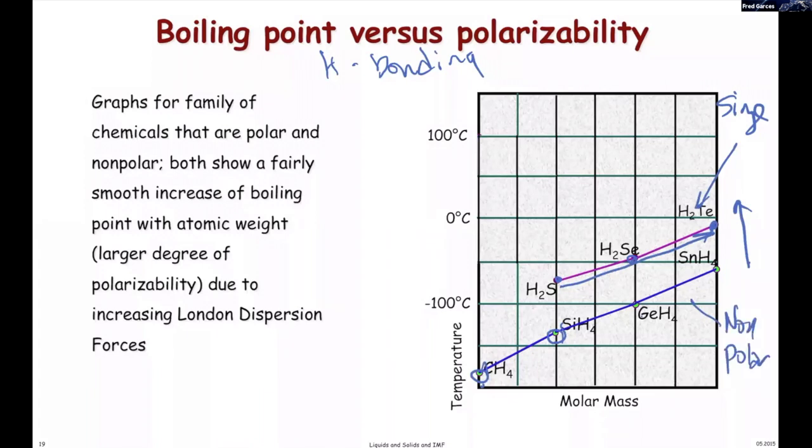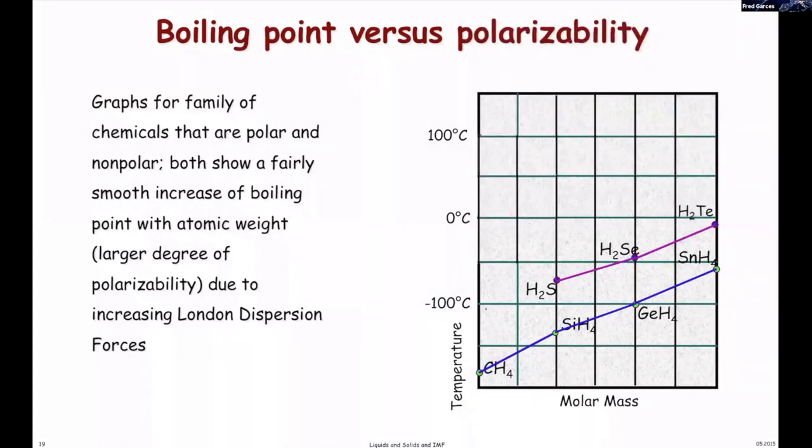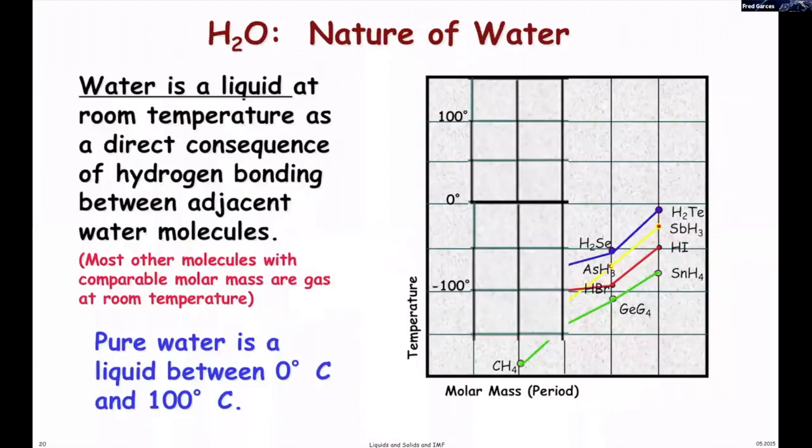But tin is a bigger atom, so its intermolecular forces are bigger because of London dispersion force. You would expect, based on this trend right here, that water, H2O, would actually have a boiling point of negative 100 degrees Celsius. Yet water doesn't go down to negative 100, it actually goes up to positive 100. Why is that? Well, it's due to hydrogen bonding, okay?